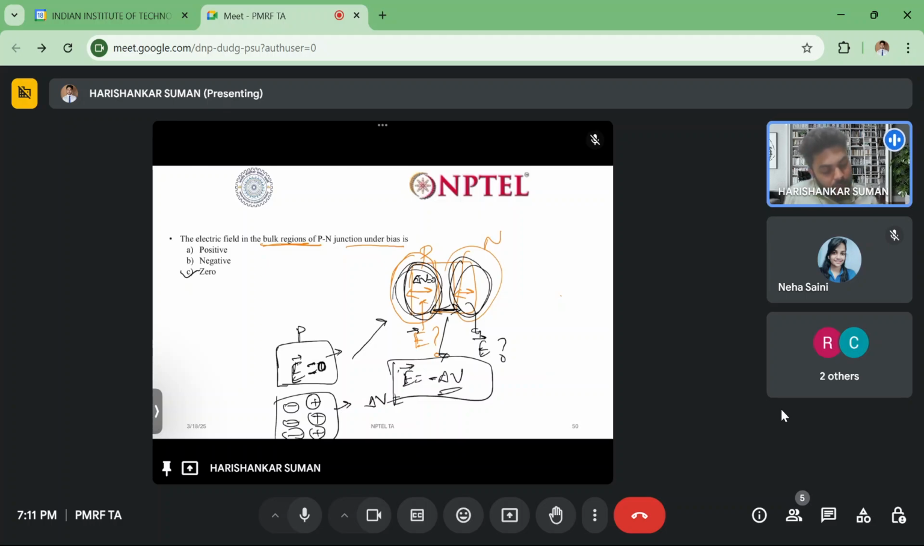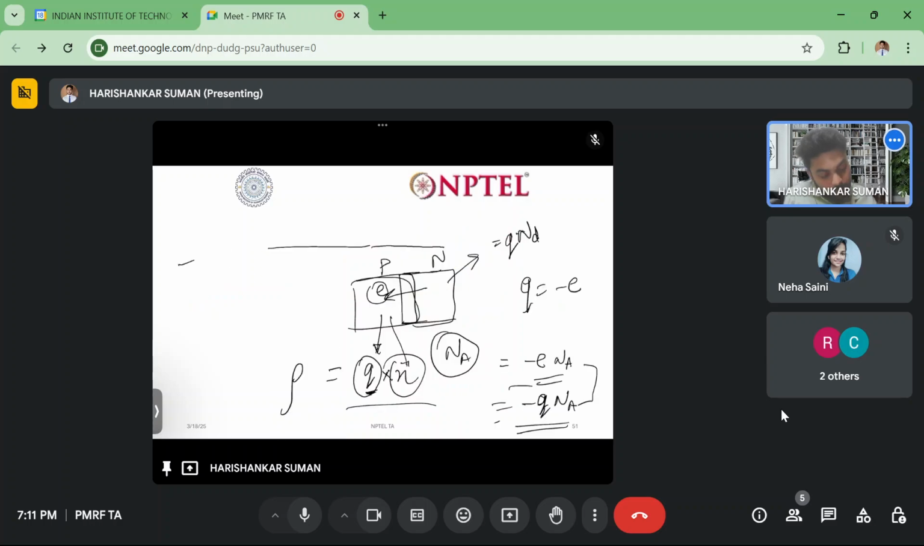Electric field in the bulk region of a PN junction under bias is 0, only in the depletion region it is not. Charge carrier density on the p side of the PN junction: electrons are coming, so the number of electrons is higher, and electron charge is minus e. So the charge density is minus q times acceptor density.